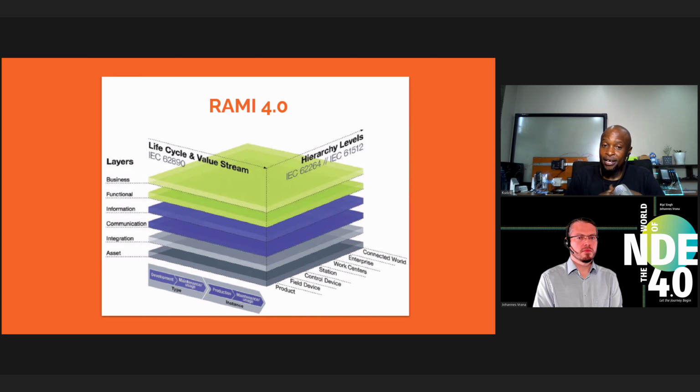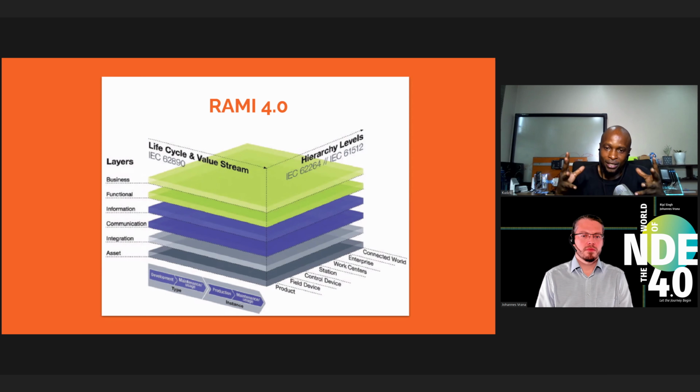And similarly, each component in a manufacturing facility goes through a life cycle, right? From the time when it was just a simple idea to its creation, commissioning, usage, and up to the point where it gets decommissioned, right? And we also need to capture that life cycle and the value stream that it creates along the journey, right? So that's the reason we need another third axis, which is the life cycle and the value streams axis.